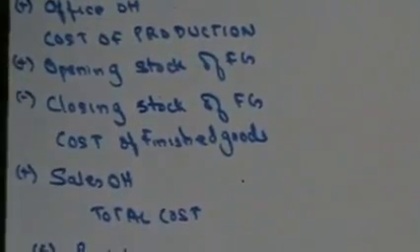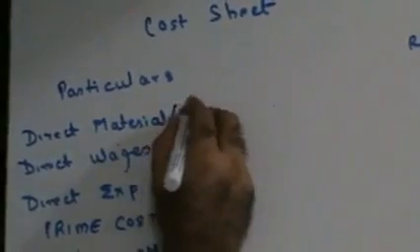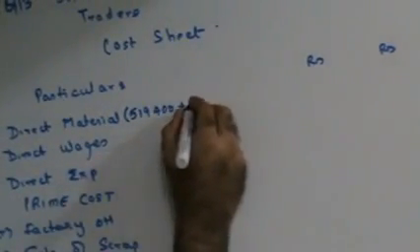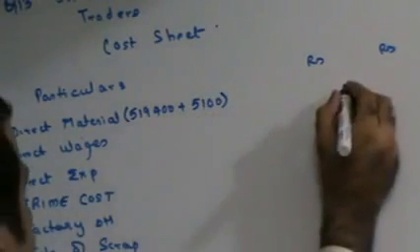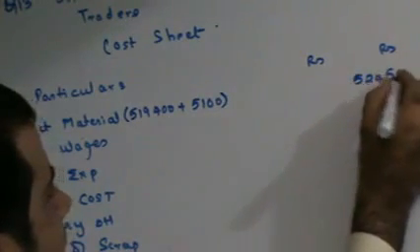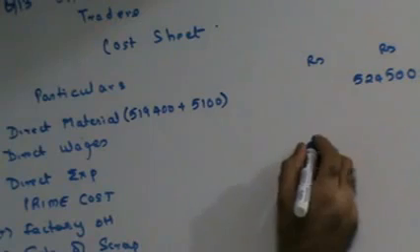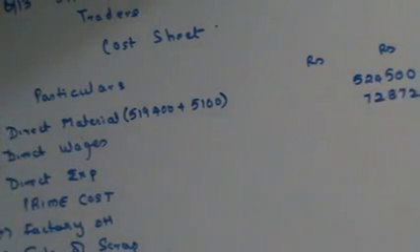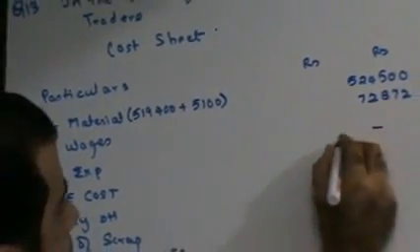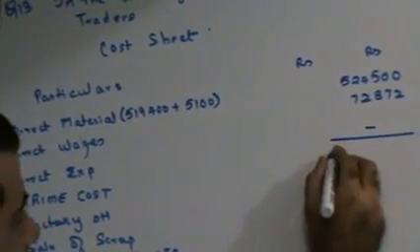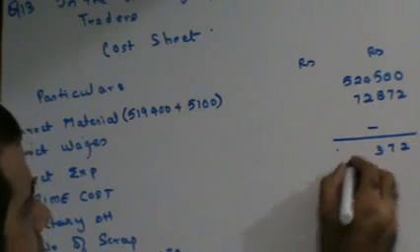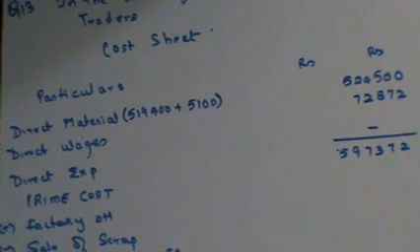Okay. Now, let's see this. Raw material. Direct material consumed is 5,19,400. Right? Plus, there's a carriage inward. So my direct material is 5,19,400 plus the carriage inward, which is 5,100. So in that case, this is going to be 5,24,500. Right? Then you have direct wages, which is given to you as 72,872. Direct expenses not given to you. Right? That should give you your prime cost, which will be 5,97,372. Right? Now, let's just classify the remaining entries.